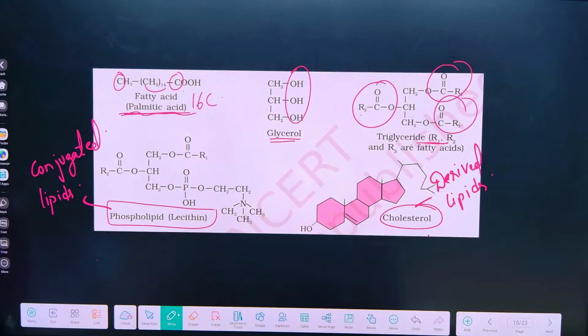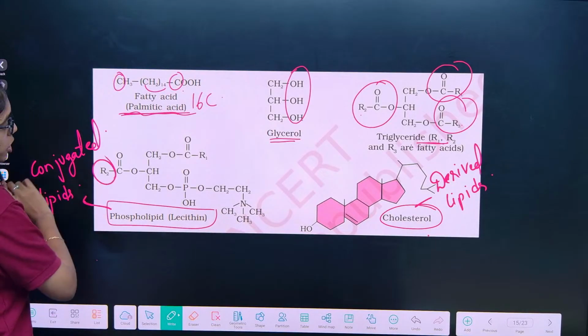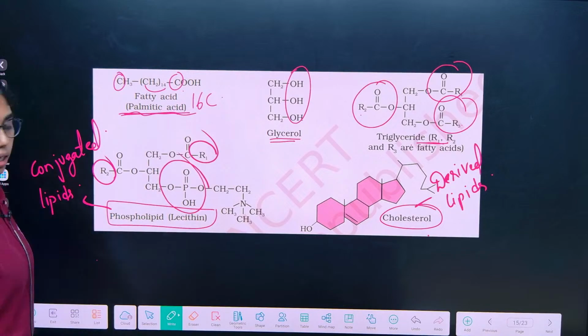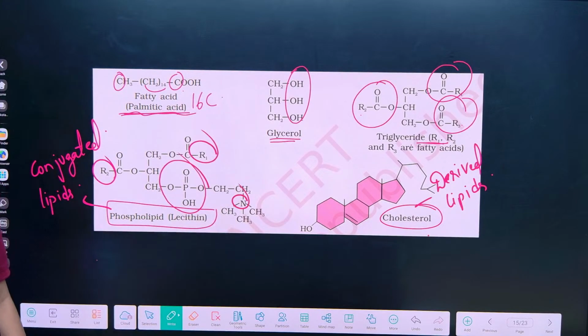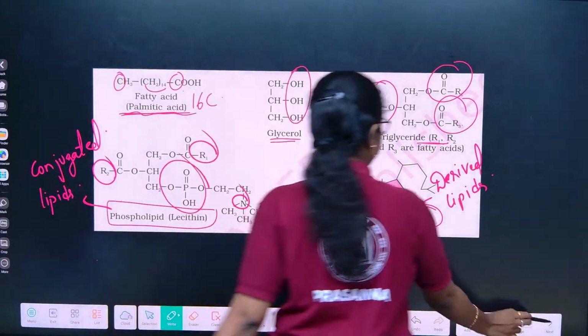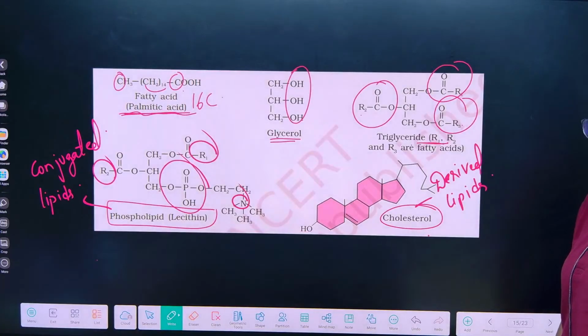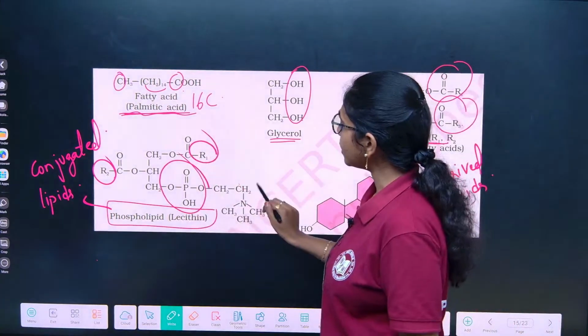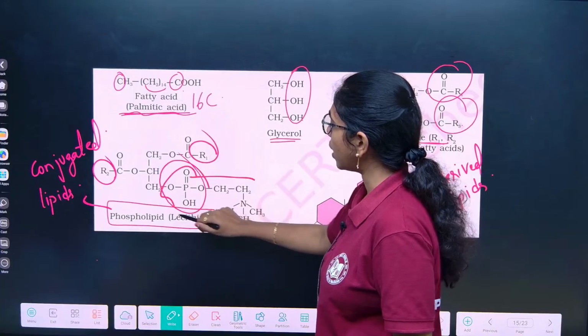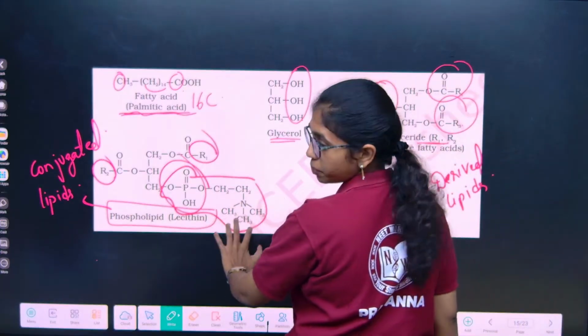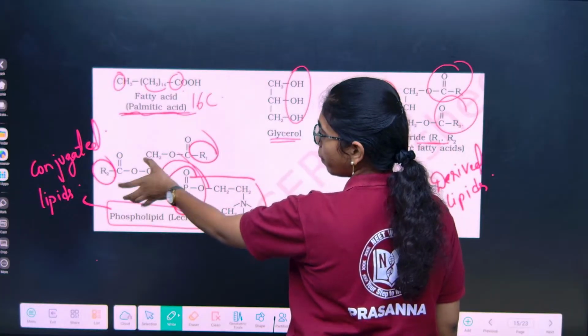Fine. Can you see here? R group is present, glycerol group is present, phosphate group is present, nitrogen group is also present. Fine. Next. Choline is this only. This complete composition is called choline, which has an amine group. Nitrogen group is present. This is choline, phosphate group, and glycerides. Fine.